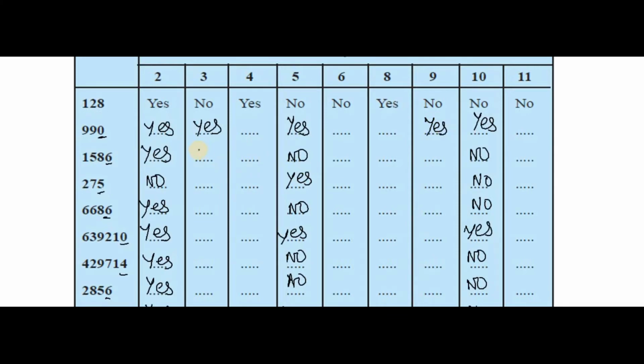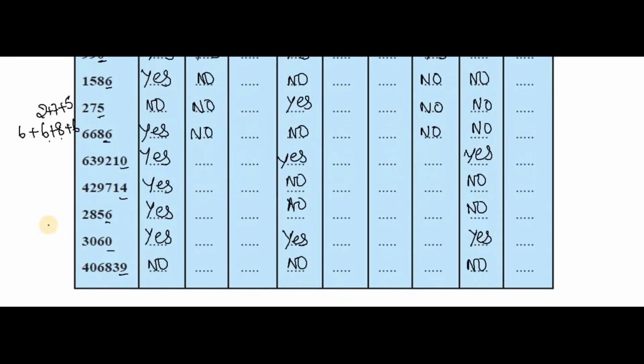Now you add the digits. 1 plus 5 is 6, 6 plus 8 is 14, 14 plus 6 is 20. So in the 3 table 20 will not come, in the 9 table also 20 will not come. Now add these digits. 2 plus 7 plus 5 is 14. In the 3 table 14 does not come, in the 9 table also 14 does not come. Now add here 6 plus 8 plus 6. 6 plus 6 is 12, 12 plus 8 is 20, 26. In the 3 table and 9 table you will not have 26.